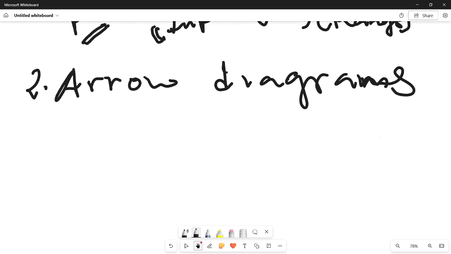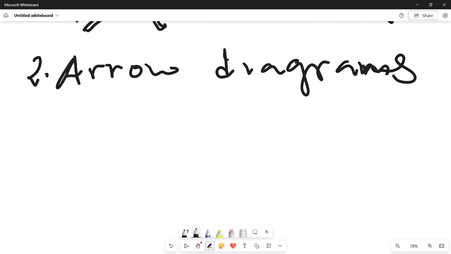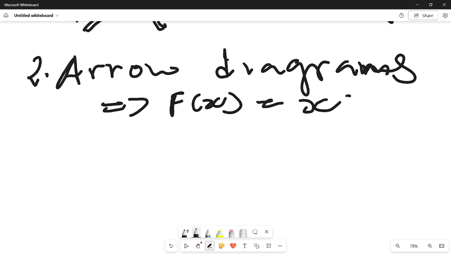So by using arrow diagrams, I'll use the same example that we had last time. I'll illustrate an arrow diagram for the case where we have a function f of x equal to x plus 3. So the arrow diagram for this scenario can be represented as follows.